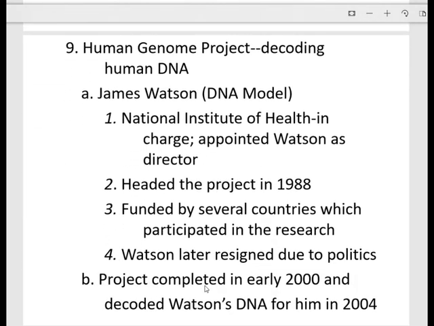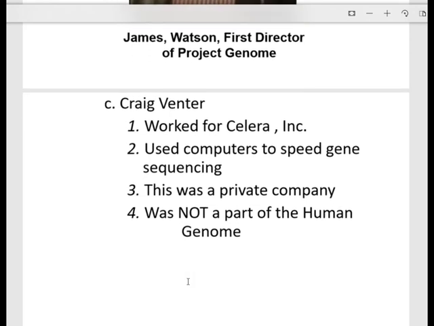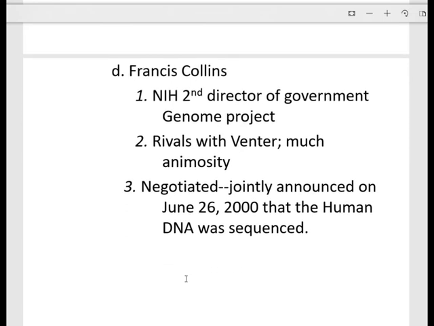Now these next two individuals, James Watson of Watson and Crick, headed up the project to map the human chromosomes and to determine the location of 20,000 genes in human beings, where they're located on the 46 chromosomes. It was finally decoded, and Craig Venter and Francis Collins, you need to associate their names with Project Genome, and announced jointly in 2000 that the human DNA had been sequenced.